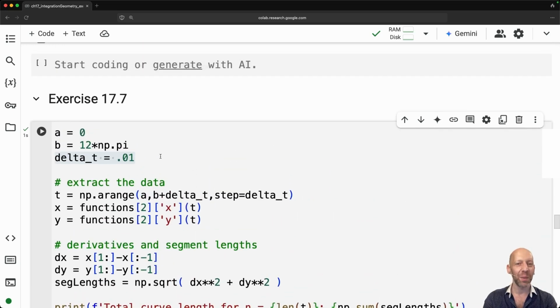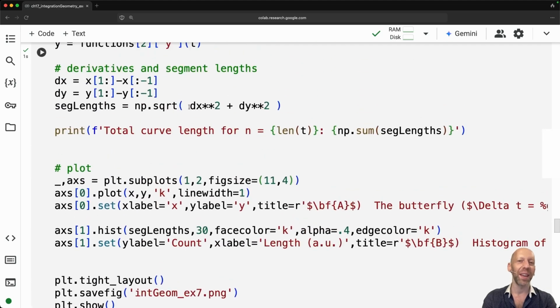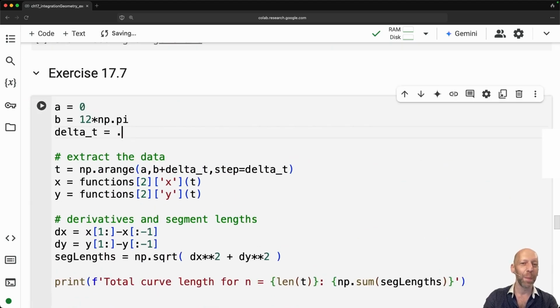Let's try and change this. Let's make it a little bit more. Don't want to be too dramatic yet because, oh, that still ended up being 211. Okay, let's be more dramatic. How about 0.1?